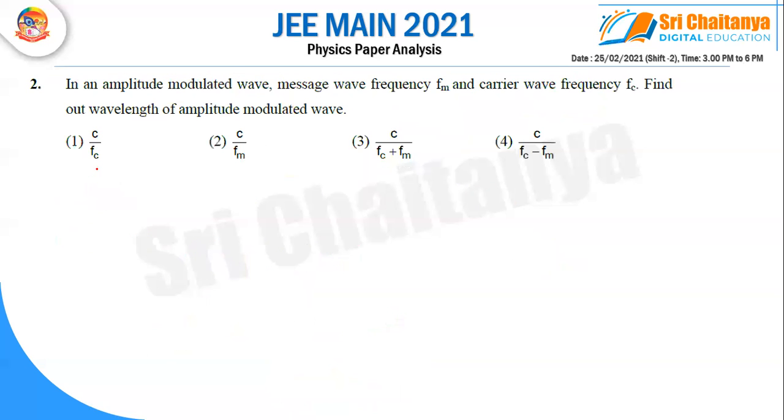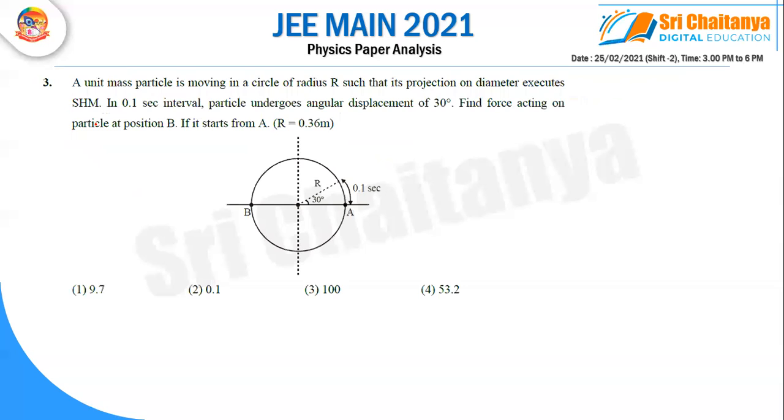Next one, please. In an amplitude modulated wave, the message wave frequency is FM and the carrier wave frequency is FC. Find the wavelength of the amplitude modulated wave. Now, velocity equals wavelength into frequency, V equals n lambda. From there, we get C by FC will be the right one. Move on to the next one.